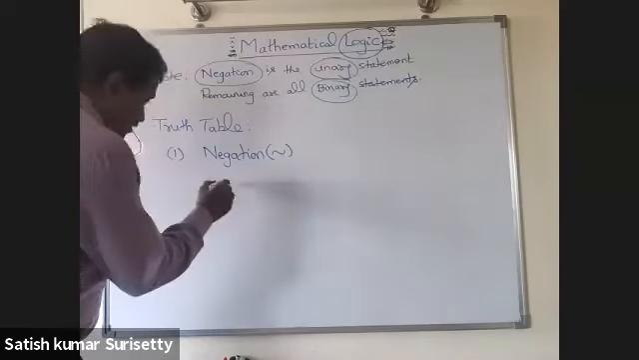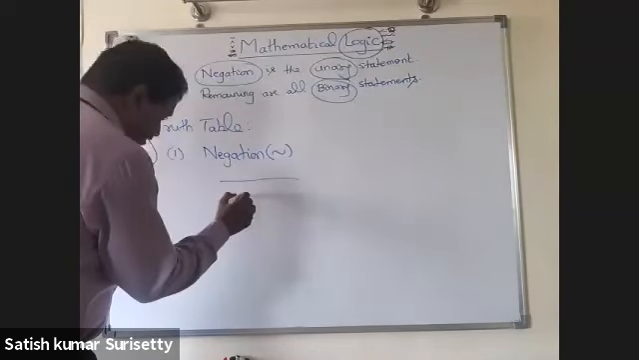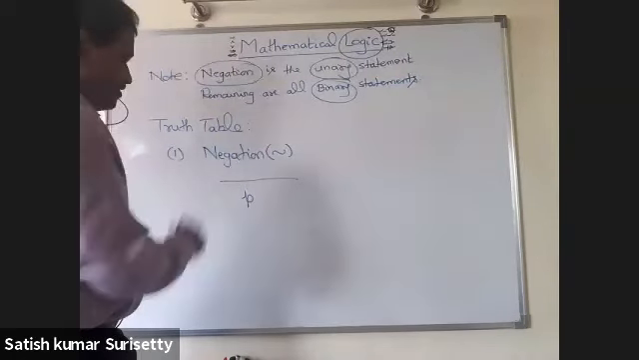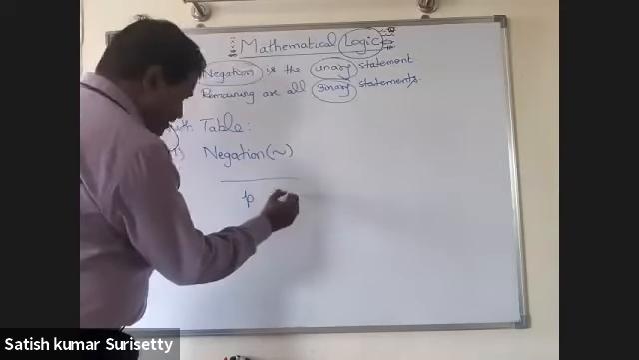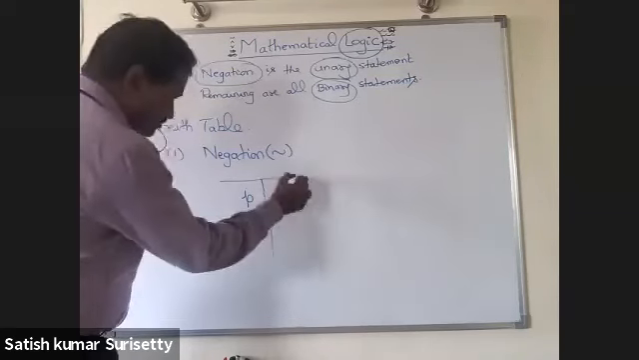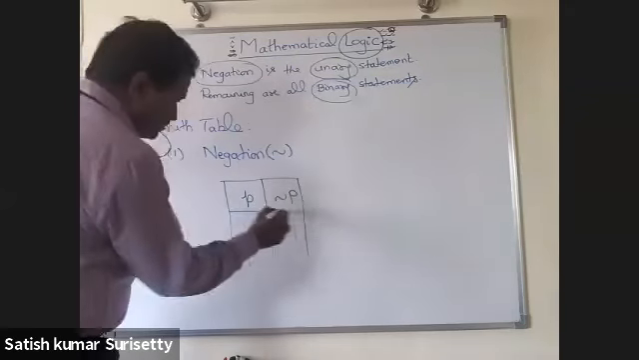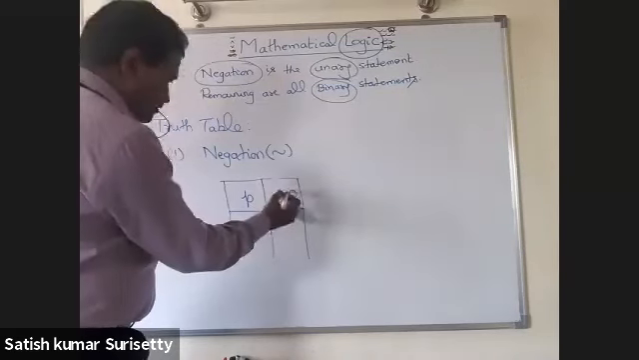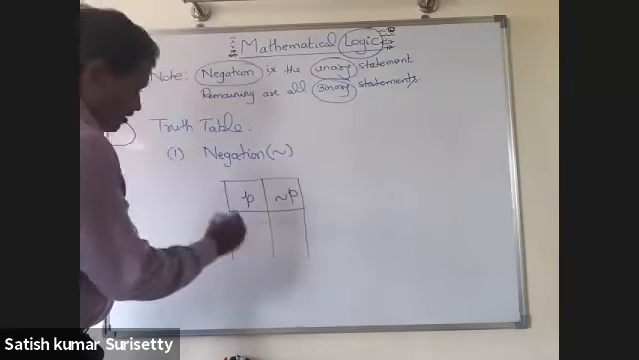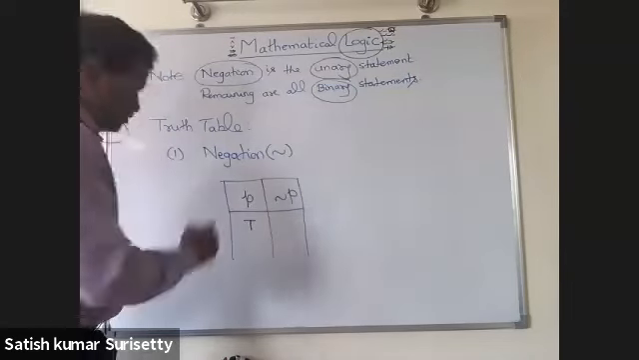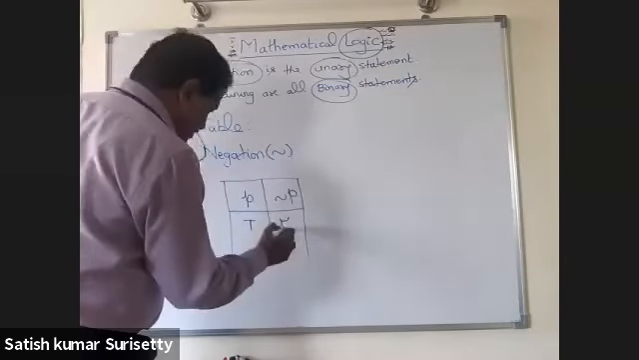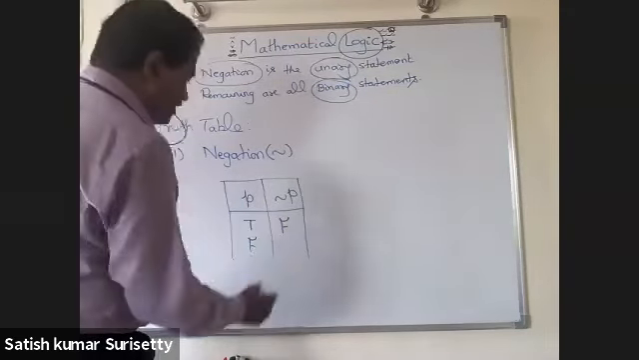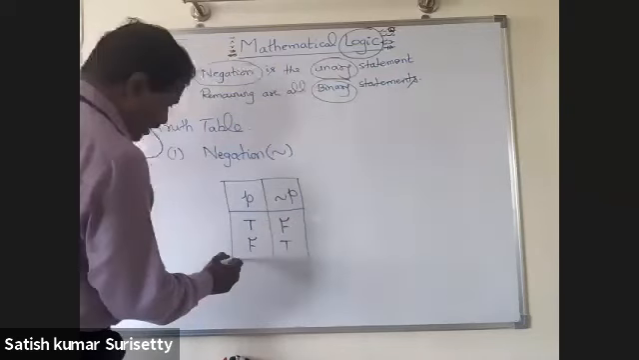Now, the truth table. Let us denote the statement as P. Then the negation of the statement, you have to use this symbol, we write as negation of P. So P is a given statement, and this will be the negation of the statement. Whenever the statement is true, the negation will become false. And whenever the statement is false, the negation of the statement will become true. This is the truth table.